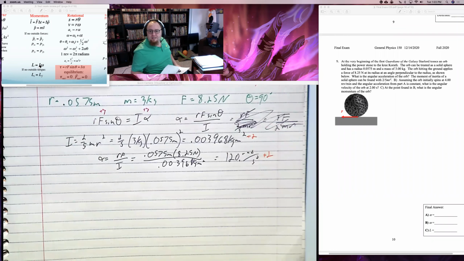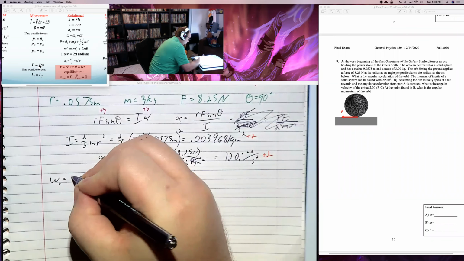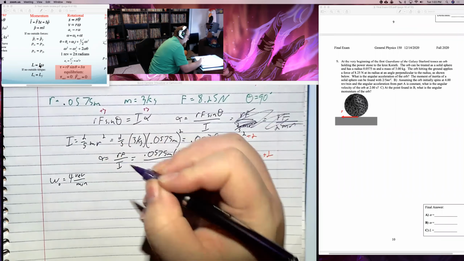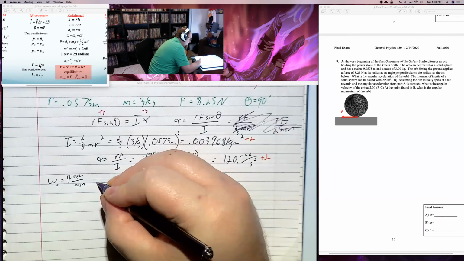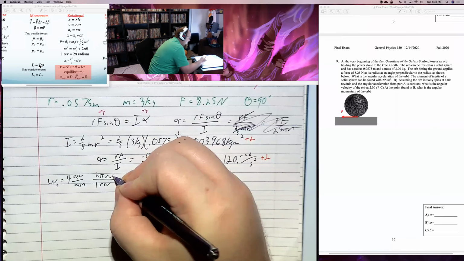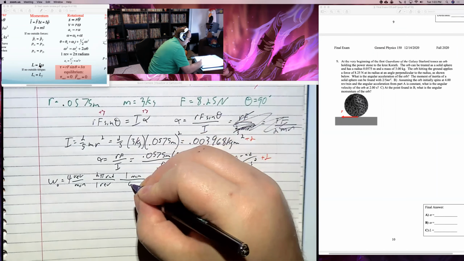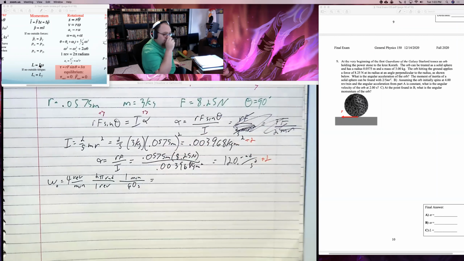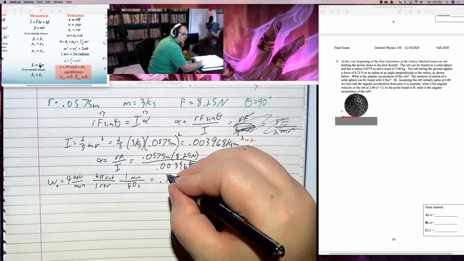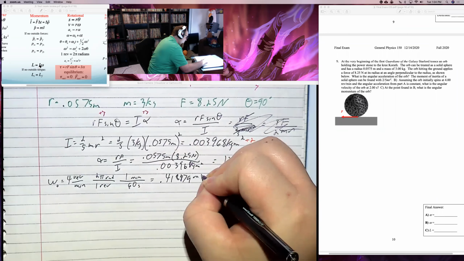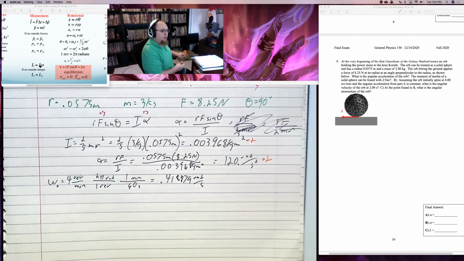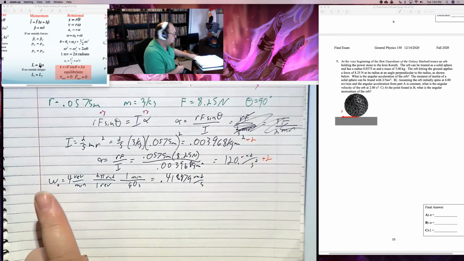Assuming the orb initially spins at 4 revolutions per minute. Okay, revolutions per minute. If you see anything show up with revolutions, you're going to have to convert it. We know 1 revolution is 2 pi radians. I'm not going to give that conversion. You should know it. You also know that 1 minute is 60 seconds. So if this is initially spinning at 4 revolutions per minute, that means it's initially spinning at 0.418879 radians per second. That's omega naught.